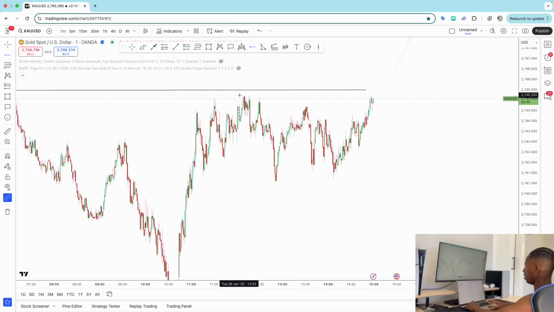I can already see right here is where price is more. It's a heavy resistance right here. Heavy resistance. Let's see what's going to happen though.